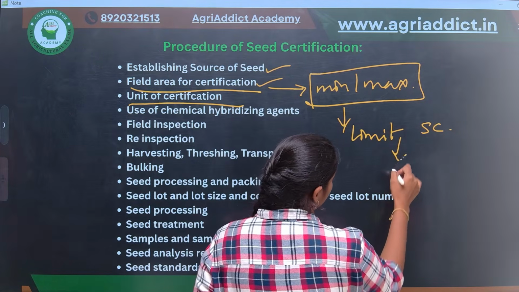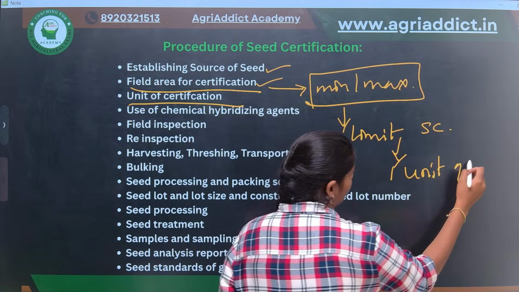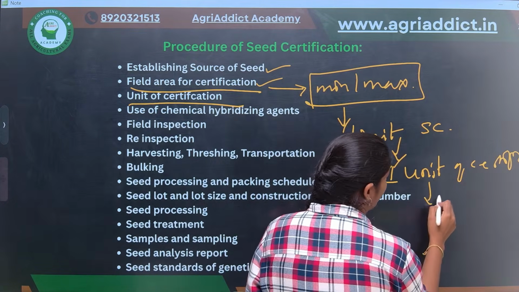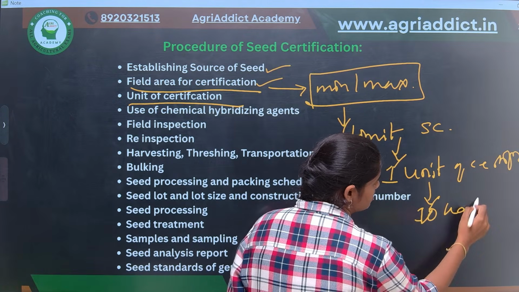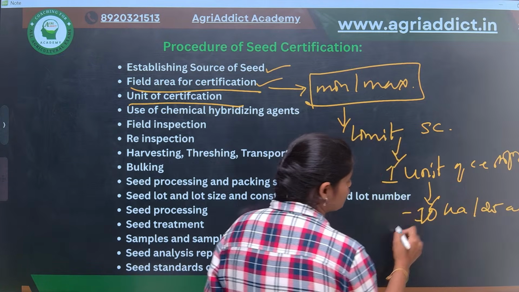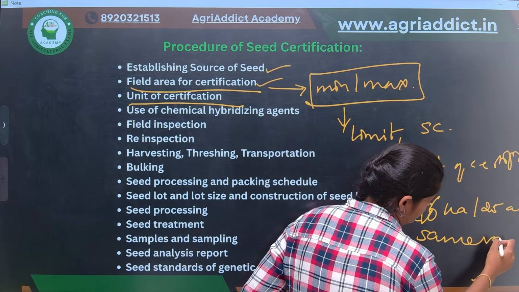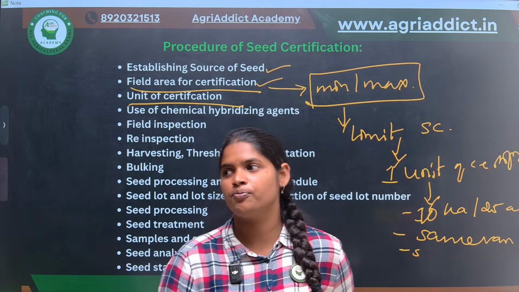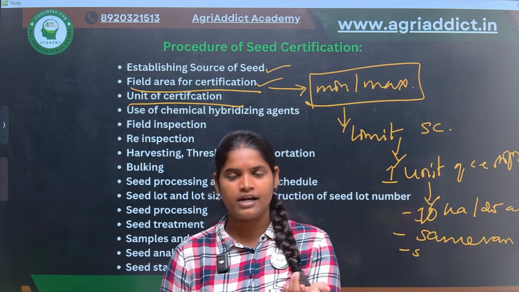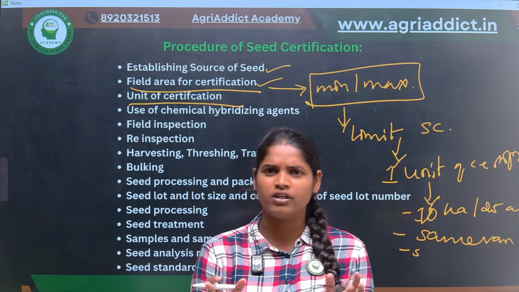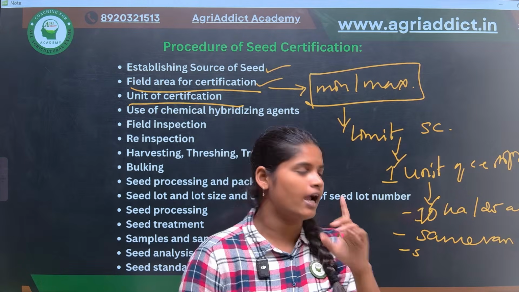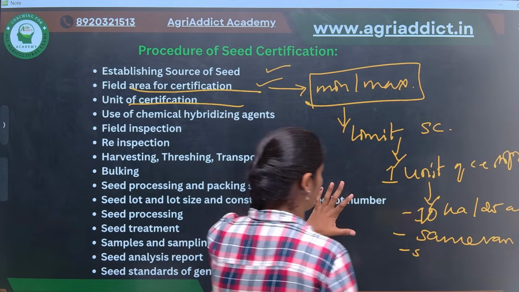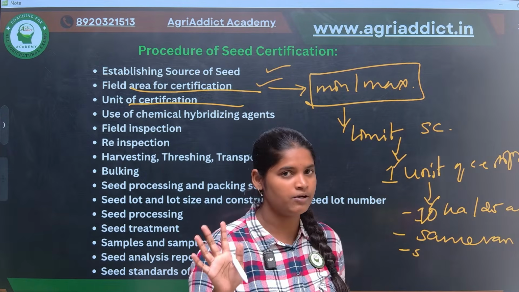But to consider it as 1 unit of certification, it should be a maximum of 10 hectares. That is 25 acres, and that should be of the same variety. It should be under the same variety, same class of seed, same stage also, and it should be subjected to the same climatic conditions, the same soil type, everything. If it is under only one variety, up to 10 hectares, we can consider it as 1 unit of certification. Remember, there is no maximum or minimum limit for certification.